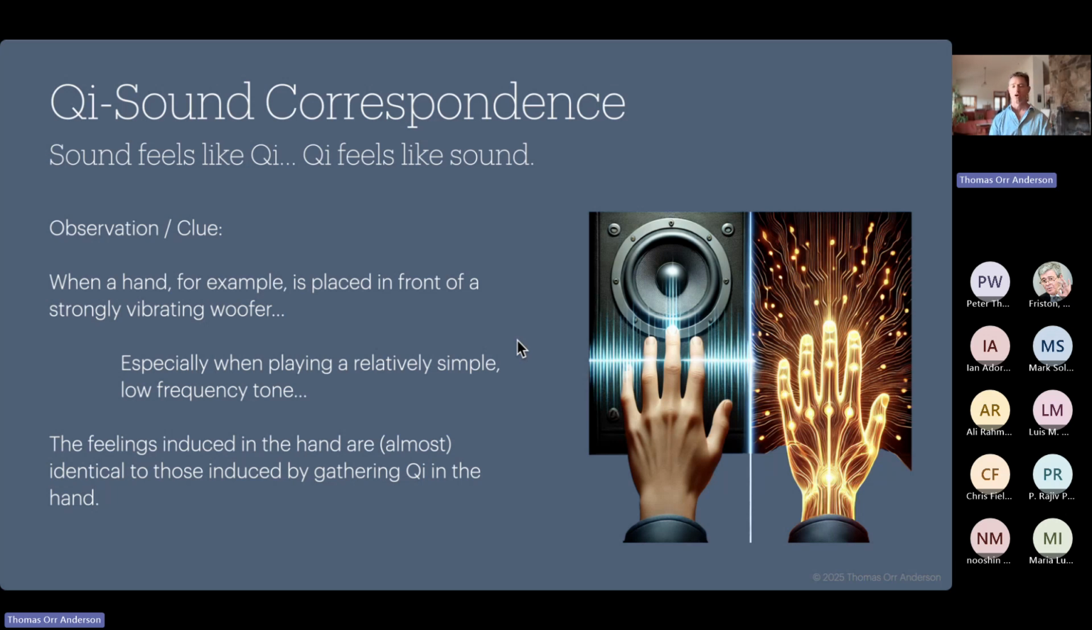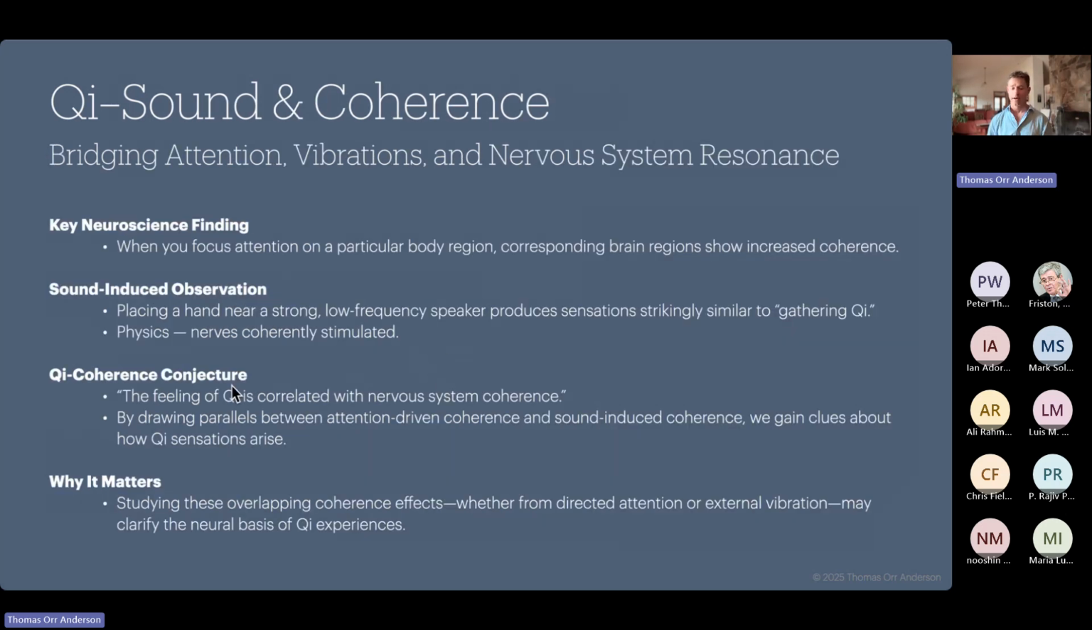So when you practice Qigong and you gather qi in your hands, it feels just like putting your hands in front of a speaker. And so this led me to consider what is happening in the nervous system, in the nerves in your hand when they're being stimulated by the sound. One thing I know from physics is that they are being stimulated more or less coherently. And then I discovered that, and you all probably know this, when attention is gathered in a region of the body, there's also an increase in coherence in some correlated regions of the brain. And so my hypothesis is that the feeling of qi is correlated with nervous system coherence. And I would love to learn more about whether that fits the facts as you know them or not.